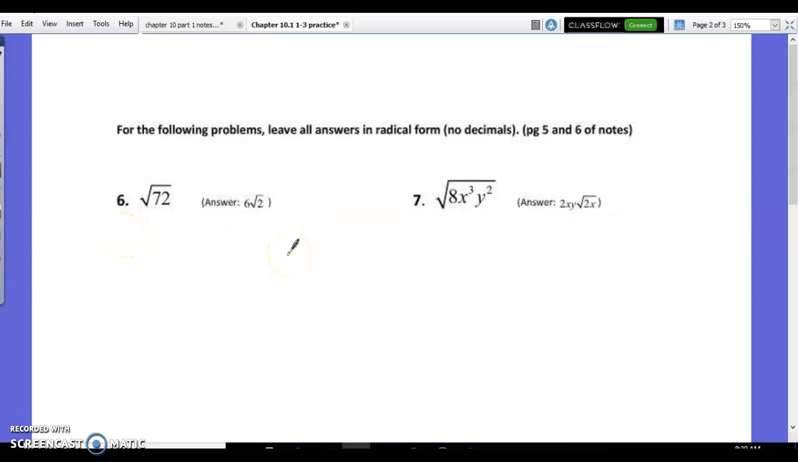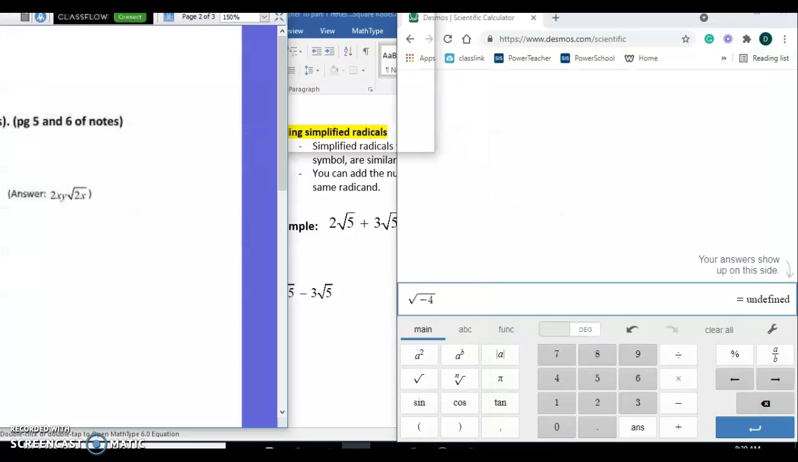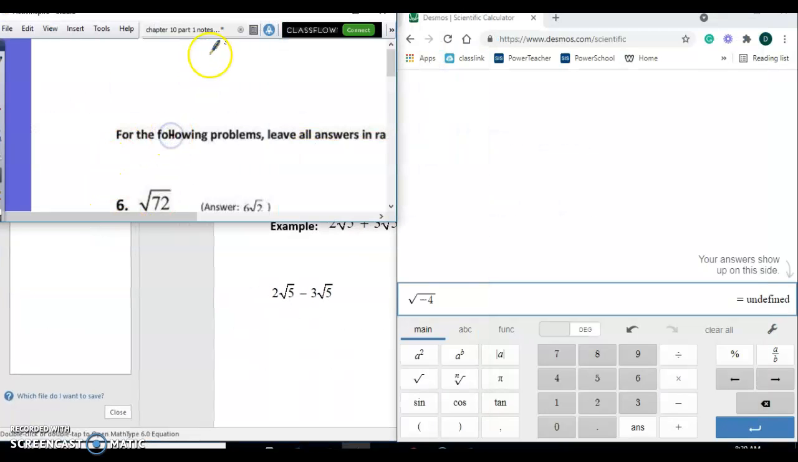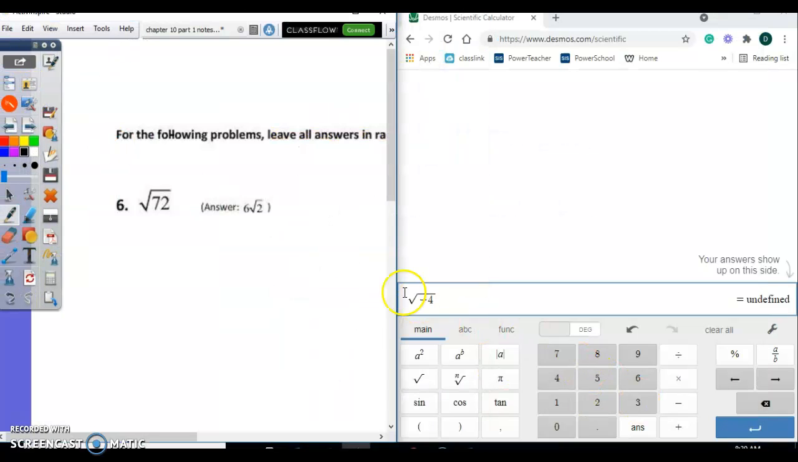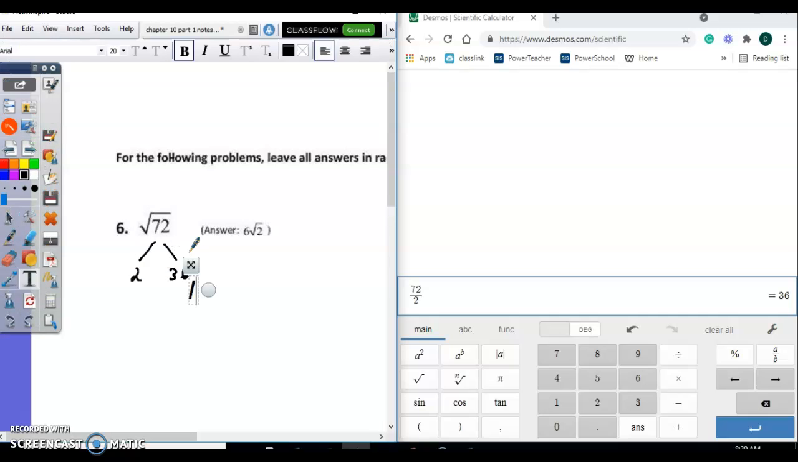I like to start with 2 whenever there's an even number. I'm going to go through the process with the calculator just so you can see how you would do it that way. So 72, we know 72 is even, so 72 divided by 2, that gives us 36. 2 and 36.